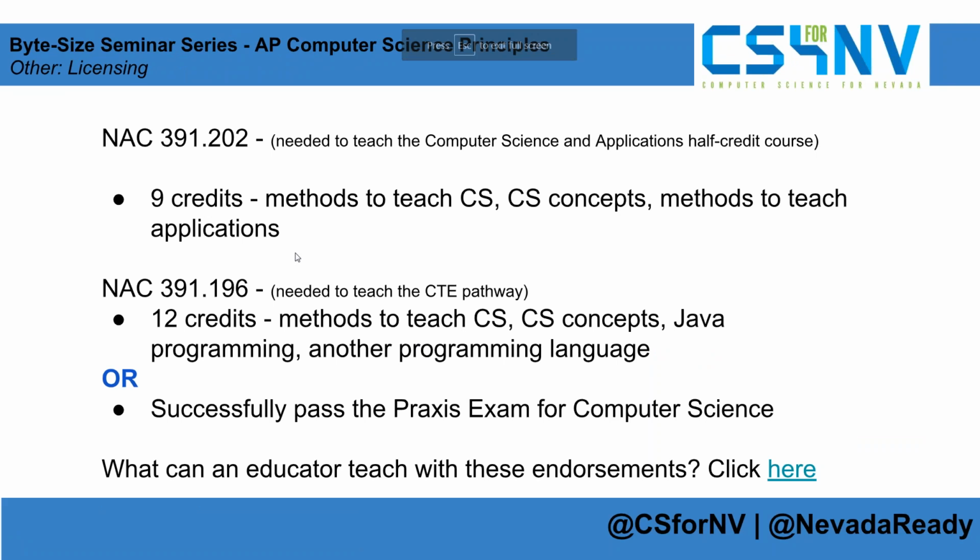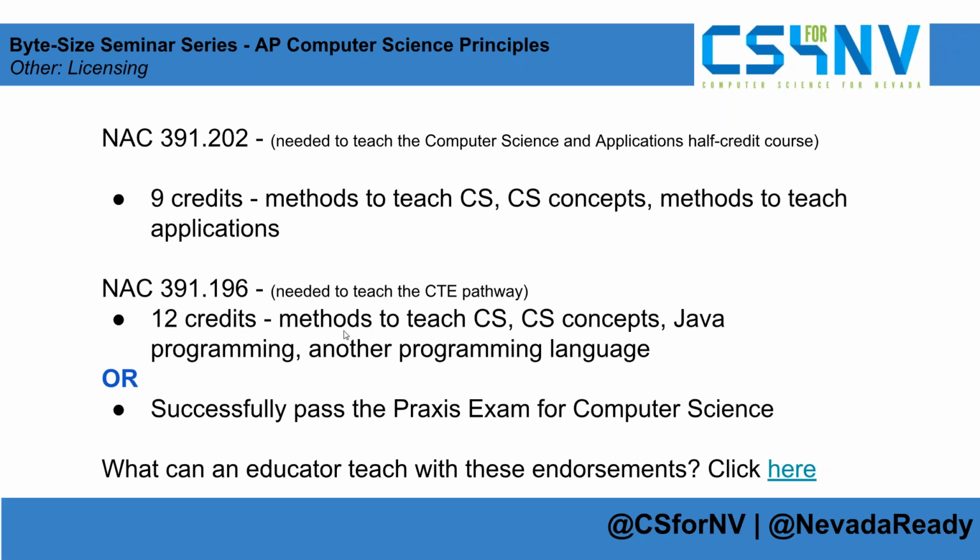So this is kind of a quick breakdown. The lower endorsement is needed if you teach what some districts are calling the old digital literacy course, that half-credit graduation requirement. A lot of them are calling it computer science and applications now because that's more of a representation of what's in the course with our now required 50% of computer science. And then for teaching the CTE pathway is the advanced computer science endorsement.